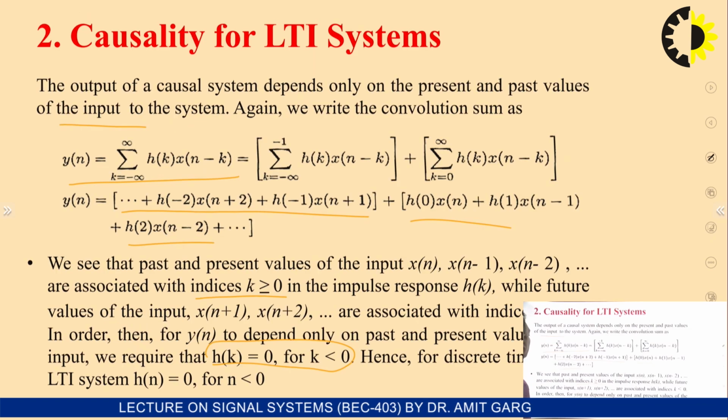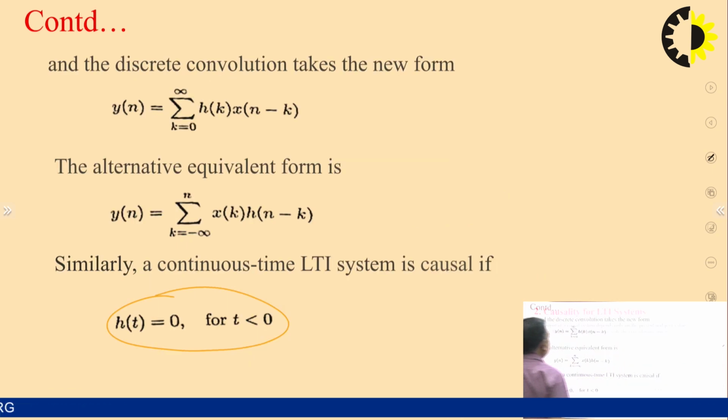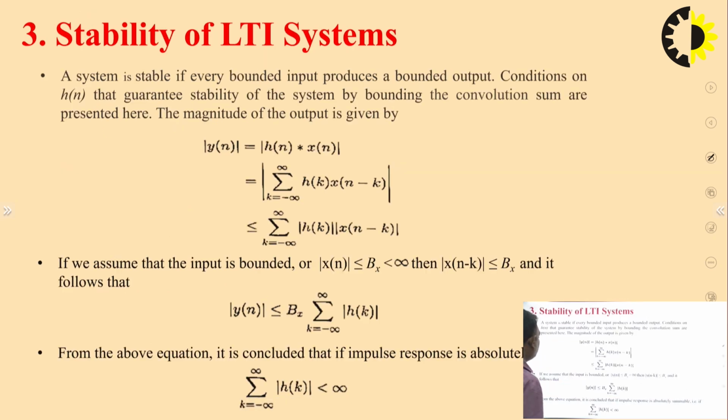And when this condition is met, and we are only interested in causality of LTI systems, then this part will become 0. So our convolution equation reduces like this. You can see it here. Now we will see the stability of LTI systems.